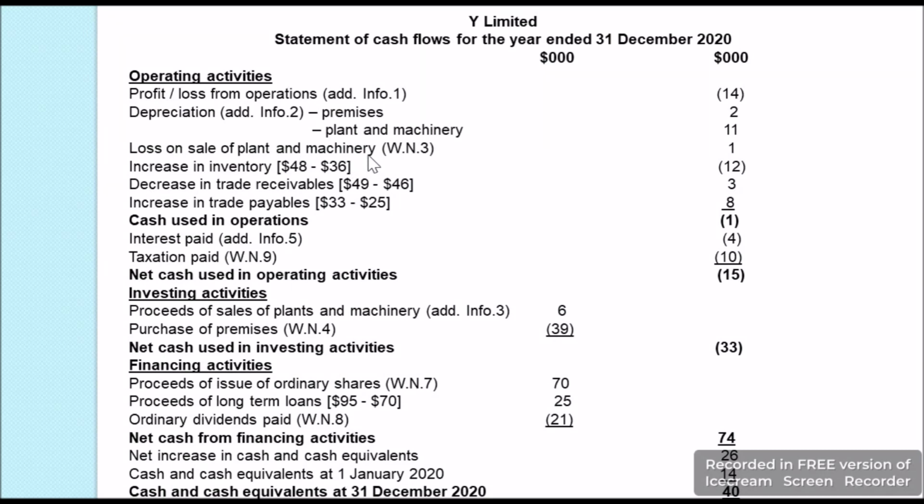Again this shows that there was under depreciation of plant and machinery which led to a loss, but as this is not an outflow of cash, we are going to add this back. We have calculated this in the third working notes as $1,000 and we are going to add that back.